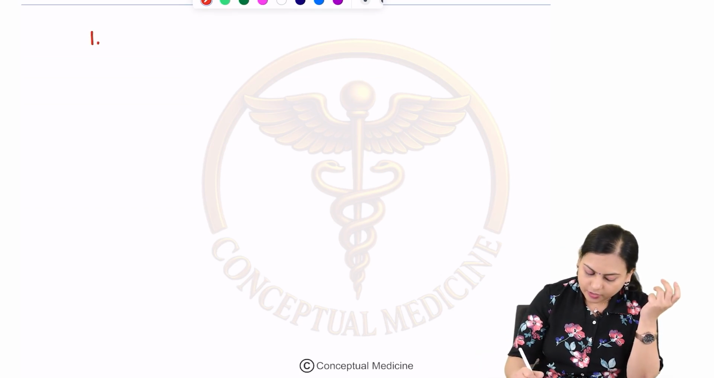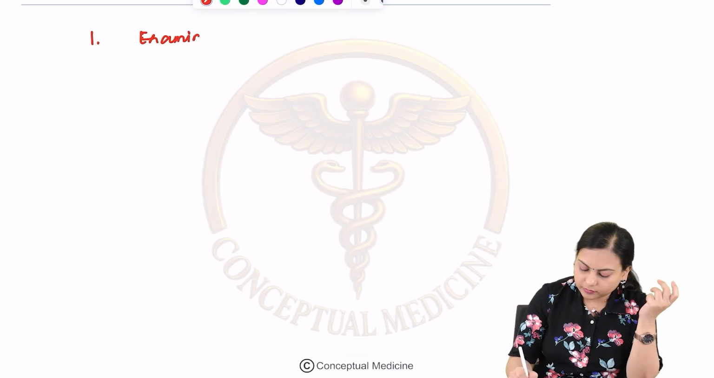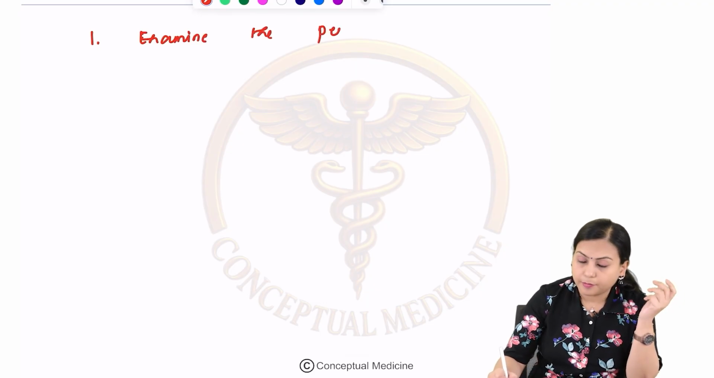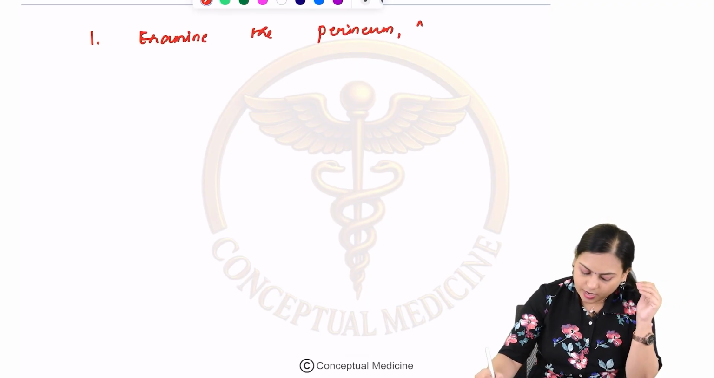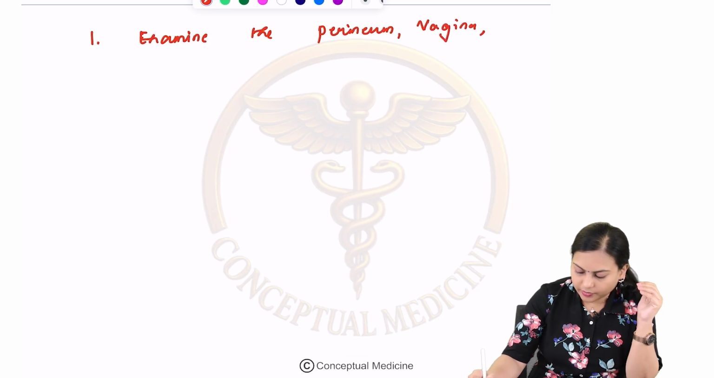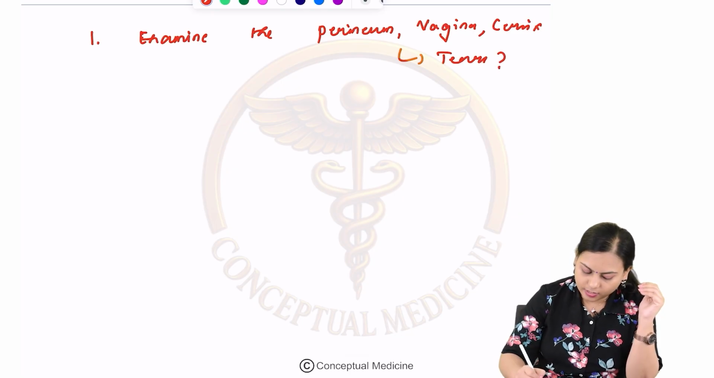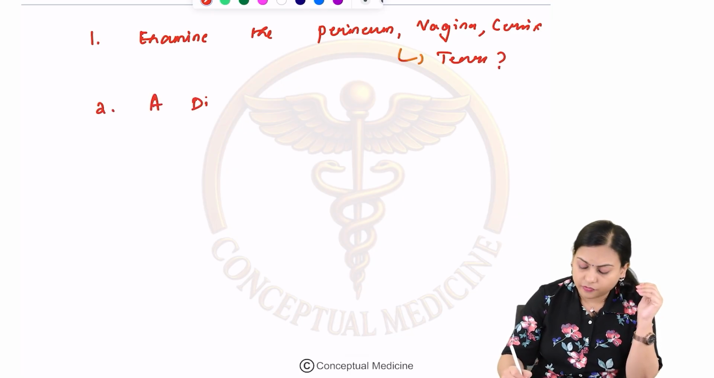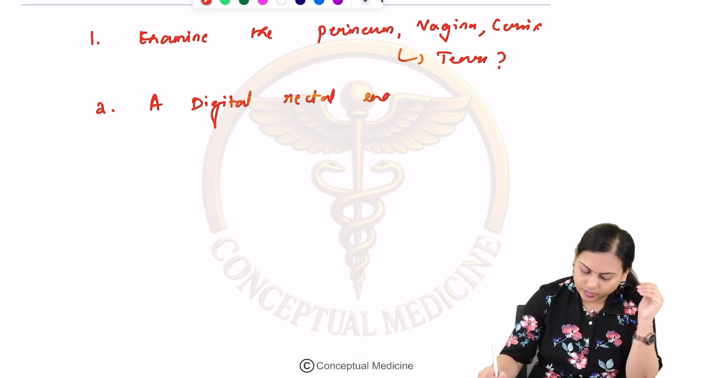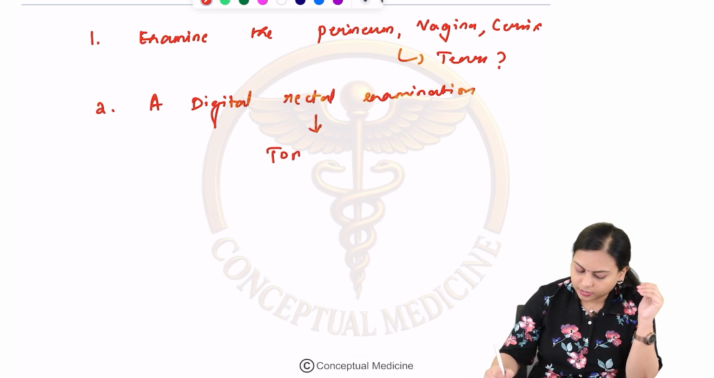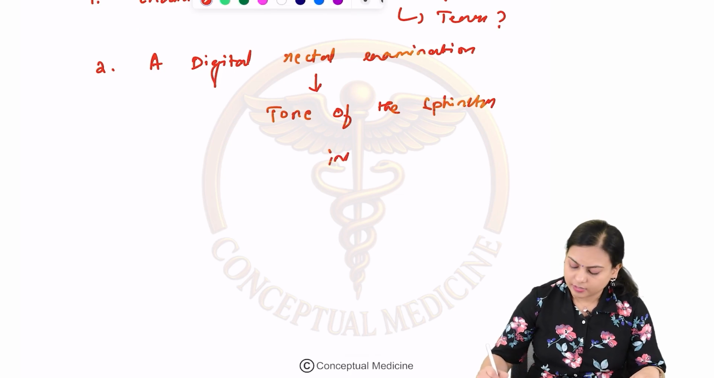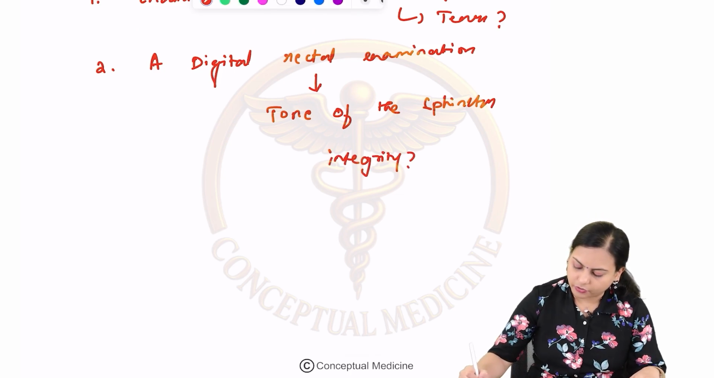So first, you have to examine the perineum, vagina and cervix for any tears, right? And then you have to perform a digital rectal examination as well, okay, so that you can assess the tone of the sphincter and whether it has integrity or not.